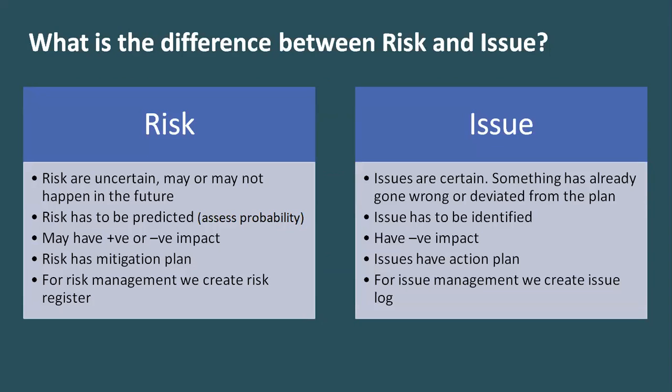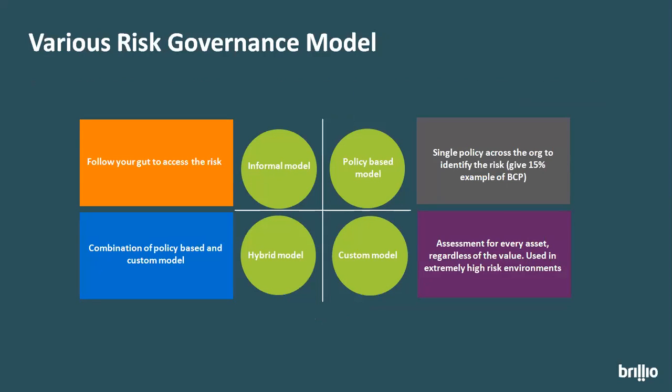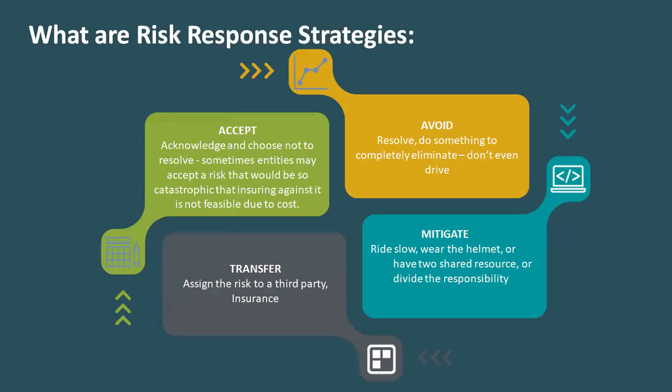For risk, we create a register. For issue, we create a log. There are different risk governance models. The informal model, the policy-based model where there is a single policy, and the custom-based model where it depends on project to project. The hybrid model is when you have a single policy and a custom model as well. Most of the IT industry is using the hybrid model.